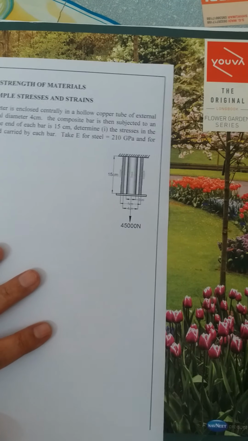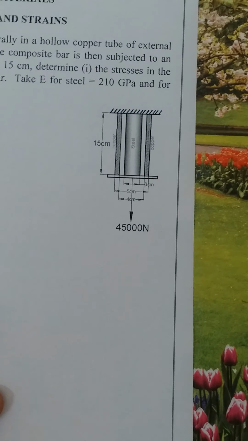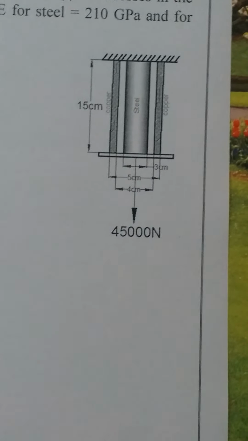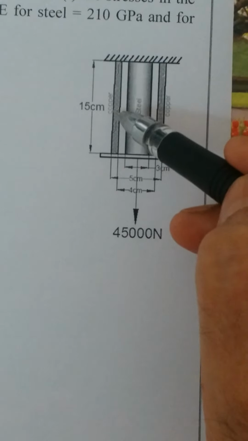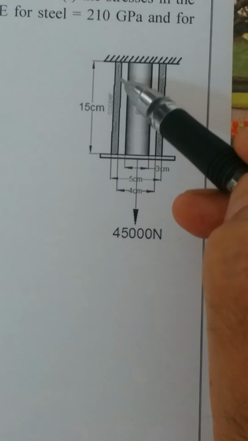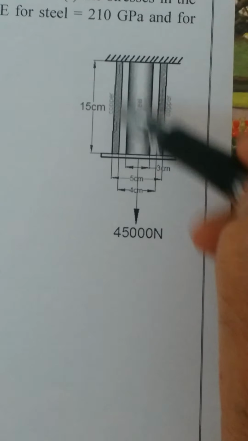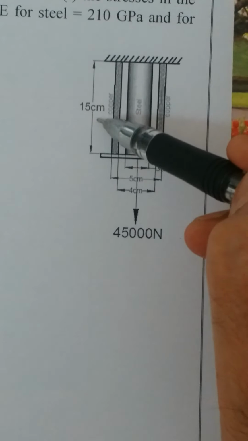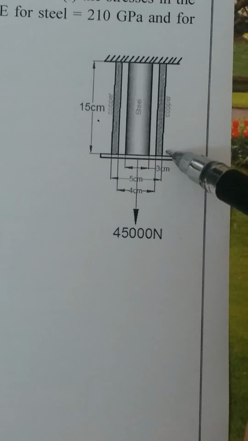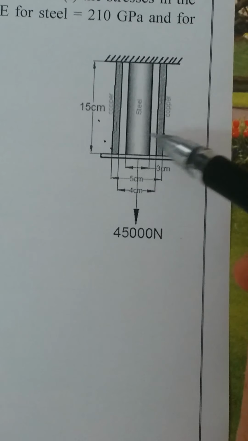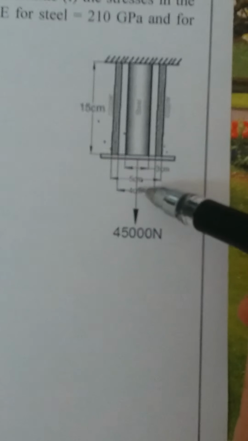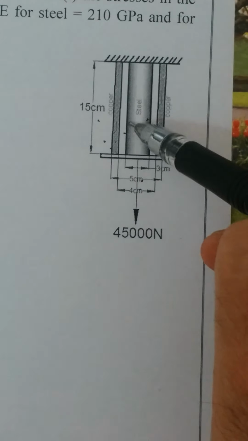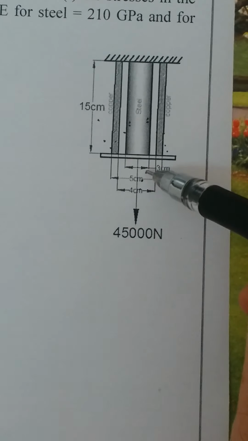So here, earlier we had the bars in series. Now they are connected in parallel. Metals are connected in parallel. So the length of each bar and tube is 15 centimeter, the external diameter of the copper tube is 5 centimeter, the internal diameter is 4 centimeter, and the diameter of the steel rod is 3 centimeter. So let us solve the problem.